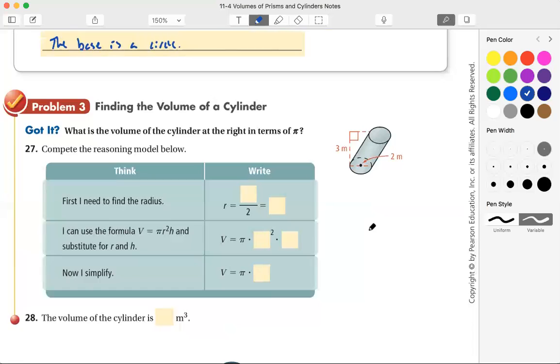All right, what is the volume of the cylinder at the right in terms of pi? First I need the radius. The radius is going to be the diameter of 2 divided by 2, which is 1. The formula is pi times r squared times the height. So we get 3 pi. Our volume of this cylinder is 3 pi meters cubed.